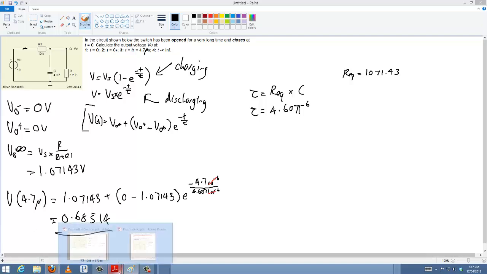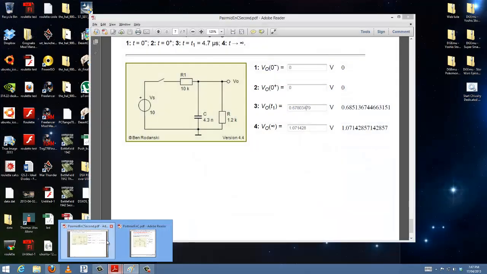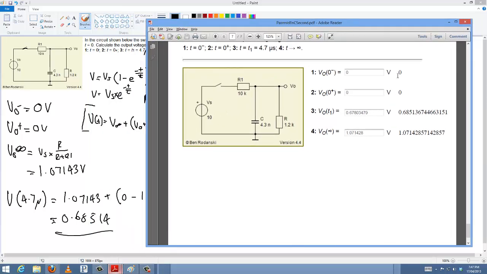Check that against the answers we have here. Oh, that's the wrong one. We have 0 and 0 for V0 negative and 0 plus. For infinity, we have 1.7142, round up to 3. That's fine. And for our VT, we have 0.6813, rounded up to 4. Voila, done. Okay, so that's that one done.